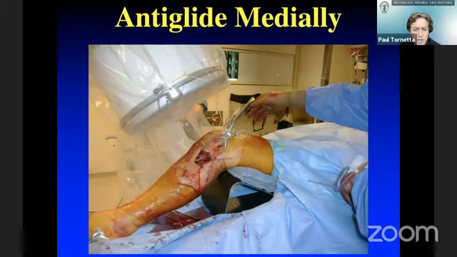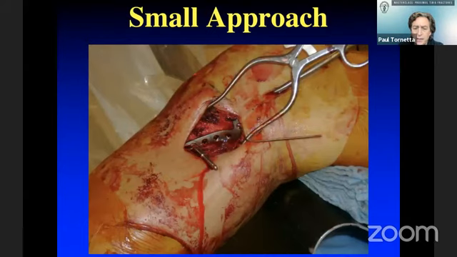So this is the entire incision. This is what I do for almost all of these. I very rarely need much more than that. And here you can see a close-up. So you don't need to see a lot.